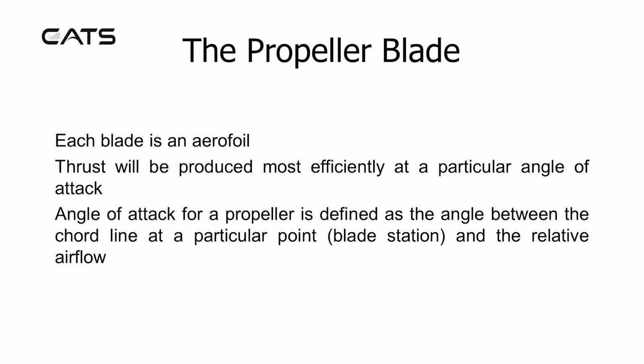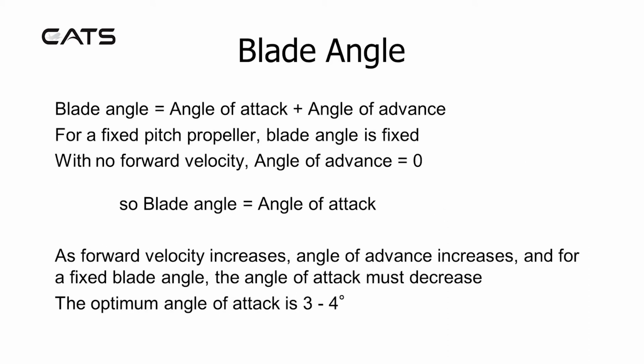The propeller blade. Each blade is an aerofoil. Thrust will be produced most efficiently at a particular angle of attack. Angle of attack for a propeller is defined as the angle between the chord line at a particular point, blade station, and the relative airflow. Blade angle equals angle of attack plus angle of advance.